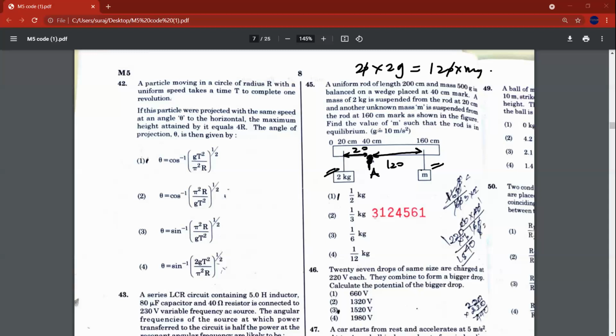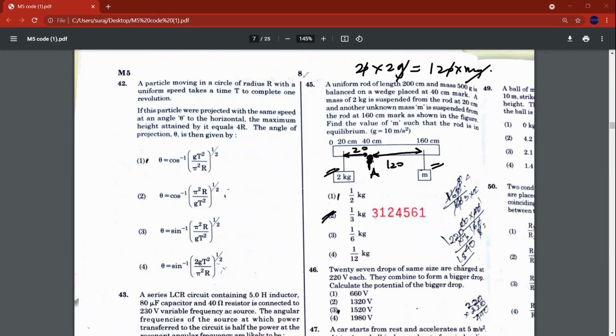45 should be 4 is there, na? 212, right? 160 is there. Okay, this is 40. Yeah, 4 into 3 is 12. So m should be, g will get cancelled, should be 1 by 3.